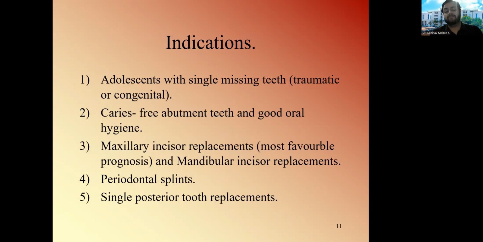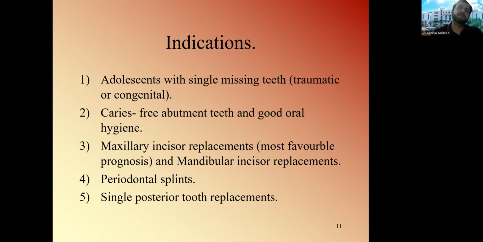So where do we use them? What are those clinical indications? Adolescents with single missing teeth, traumatic or congenital missing teeth, caries free abutment teeth, and good oral hygiene maintenance is mandatory. Maxillary incisor replacement has the most favorable prognosis, then mandibular incisor replacements, and periodontal splints.